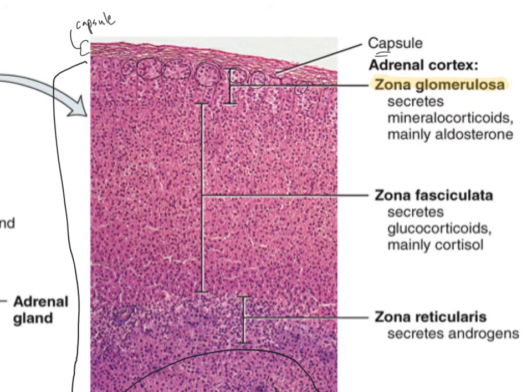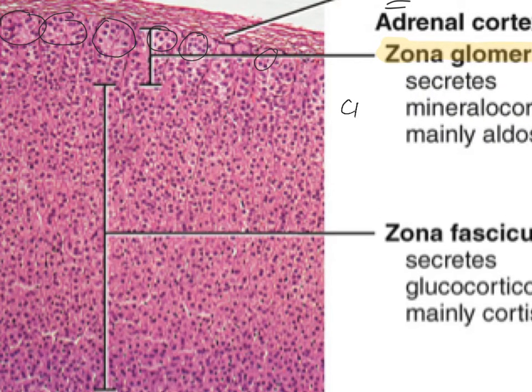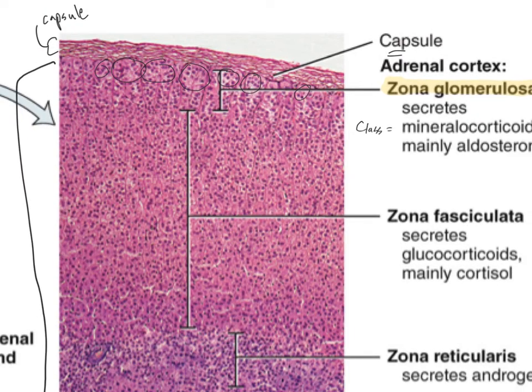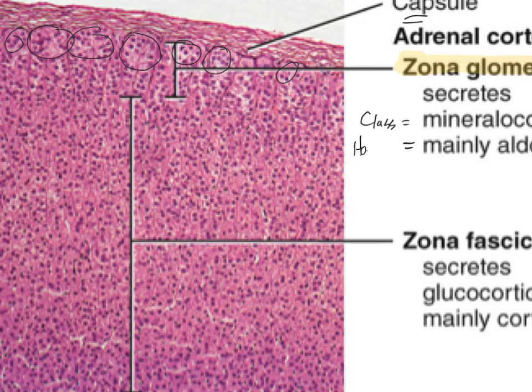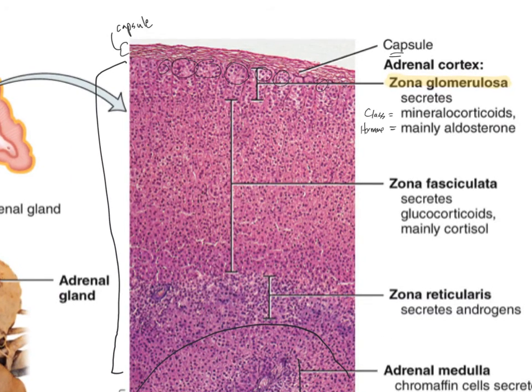So we see these ball-like structures in this first and one of the smallest zones that we talk about. Now, the zona glomerulosa makes a class of hormones, called mineralocorticoids. Now, the actual hormone secreted is going to be mainly aldosterone. And we'll talk about what aldosterone does in a little bit.